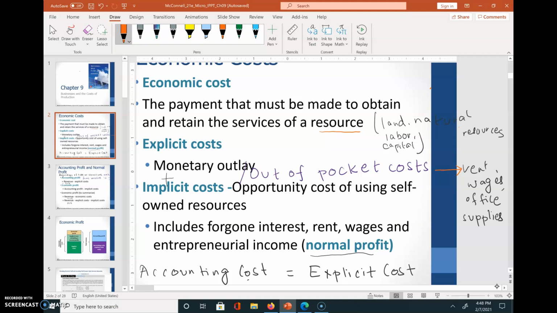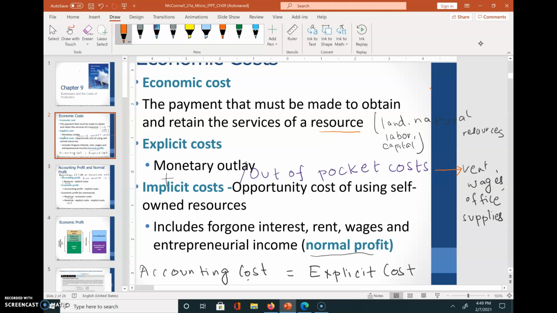Now, implicit costs are something which we cannot really see. These are not direct out-of-pocket costs. This is the opportunity cost of using self-owned resources. This includes foregone interest, rent, wages, and entrepreneurial income, which is also called normal profit.